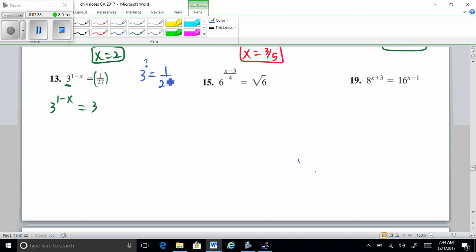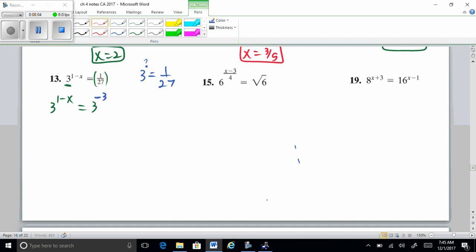Well, if you look back up at the properties, negative exponents cause you to take the reciprocal, so we're probably going to have a negative. And then how does that 3 turn into 27? Well, we saw that earlier. 3 to the 3rd power is 27. So this must be an exponent of negative 3. So 3 to the negative 3 power is 1 over 27, and you could try it if you wanted to.